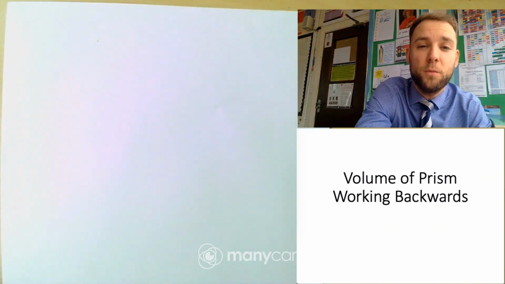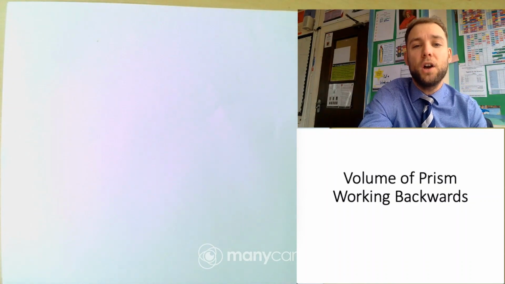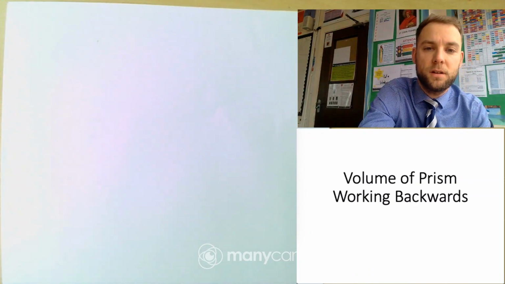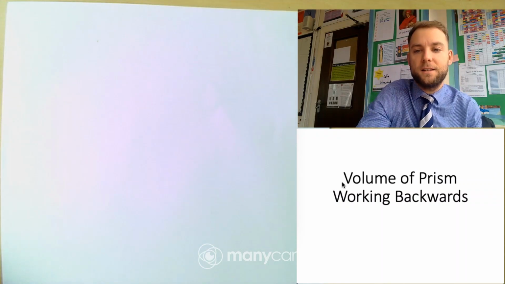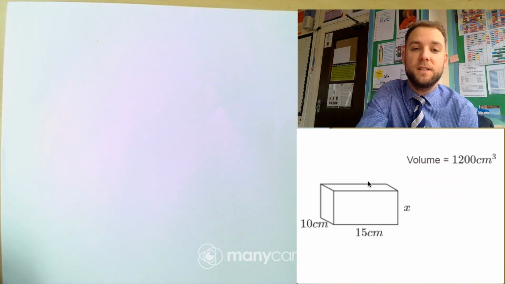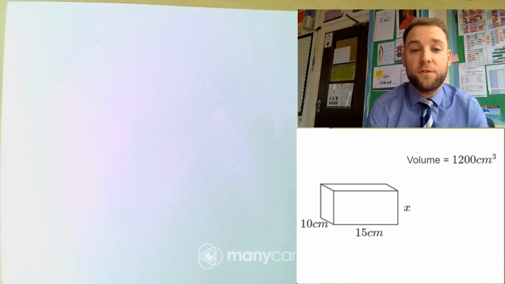So yesterday we had a look at volume of a prism working forward, but actually most of the questions that come up in both foundation or higher are usually questions which are working backwards. So we're going to be looking at this working backwards today. I've just got some questions here for us to have a little look at.